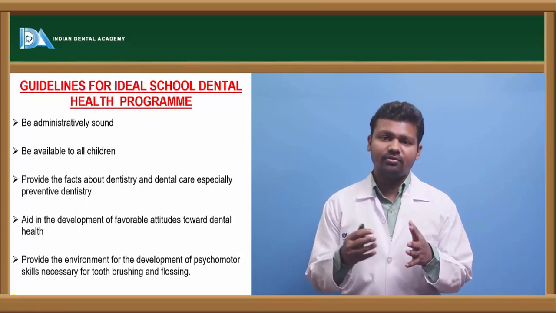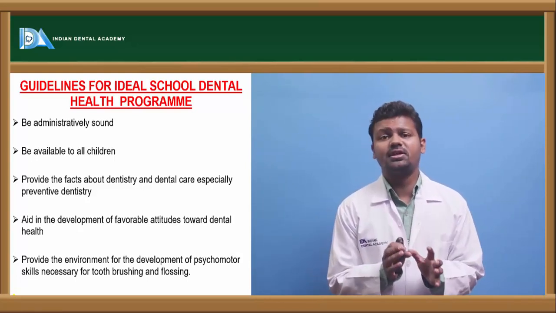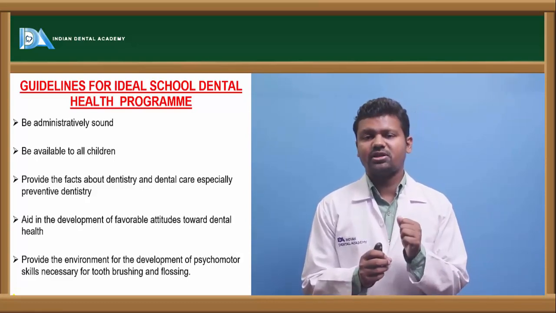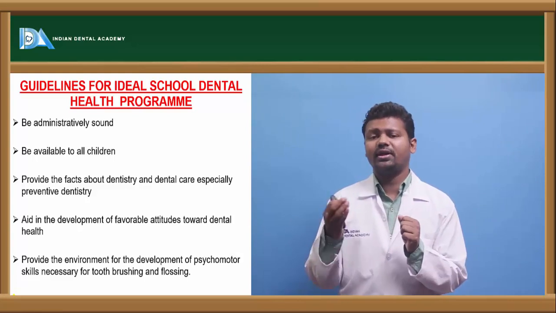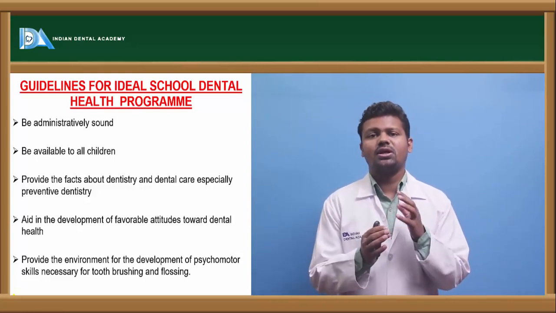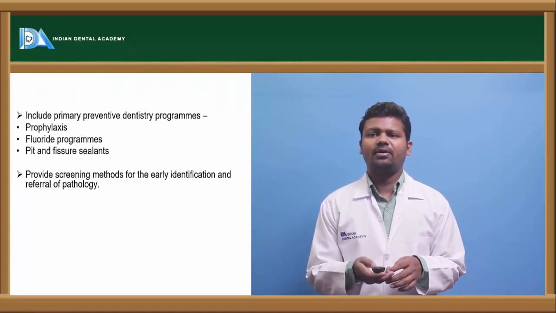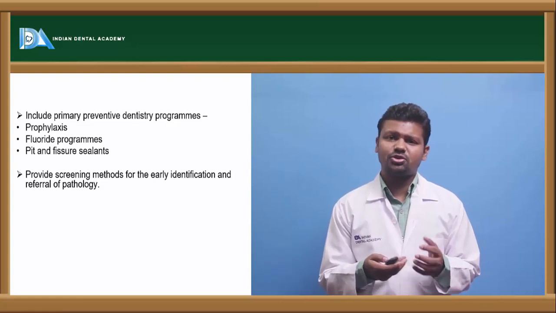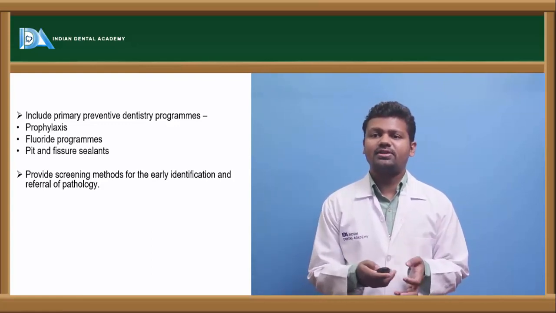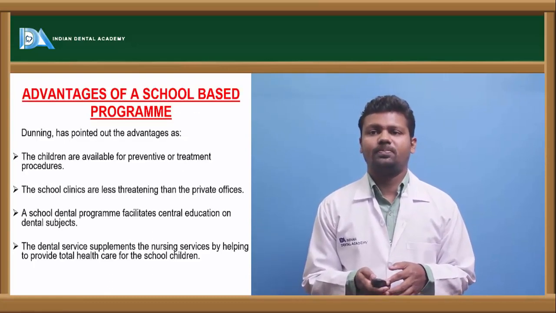It should aid in the development of favorable attitudes towards dental care, and provide an environment in which children learn easily. The school is the first place where the children are much more comfortable than in a dental office or dental clinic. So it's better to give more education regarding dental health to children in the school. It includes primary preventive procedures like prophylaxis, fluoride, and pit and fissure sealants, which can be given in the school, and screening methods for early identification and referral of pathology.